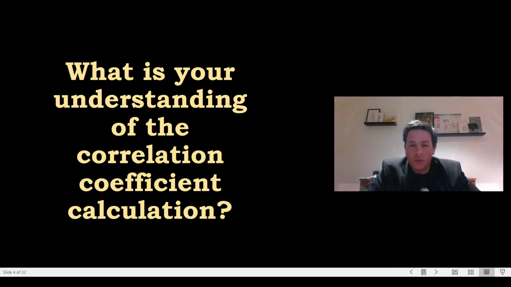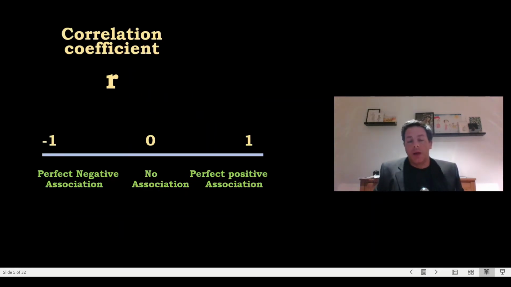The second question is, what is your understanding of the correlation coefficient calculation? Okay, in order to measure the strength of the relationship, before I showed you a visual representation, but now we need a number that tells us about the strength of the relationship of these two variables, and that number is the correlation coefficient developed by Carl Pearson.